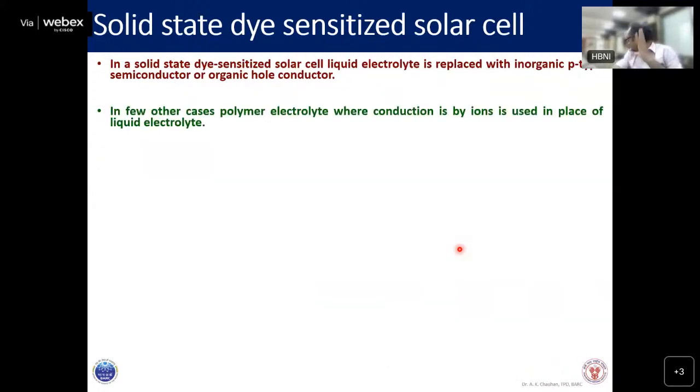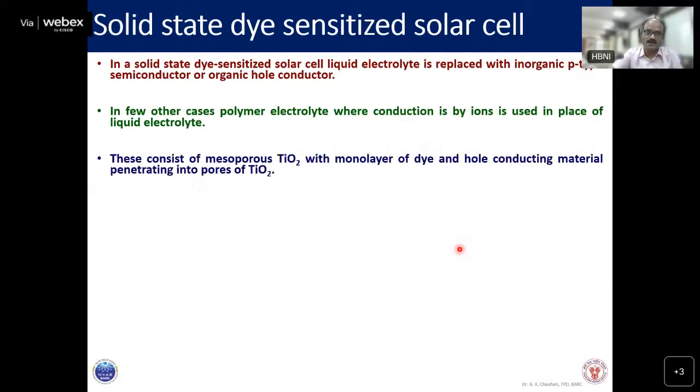So in a solid dye-sensitized solar cell, liquid electrolyte is replaced with an inorganic p-type semiconductor or organic hole conductor. In a few other cases, polymer electrolyte, where conduction is by ions, is used in place of the liquid electrolyte. These consist of mesoporous TiO2 with a monolayer of dye and hole conducting materials penetrating into the pores of TiO2. So you have deposited TiO2 in such a way that there are a lot of pores inside TiO2.